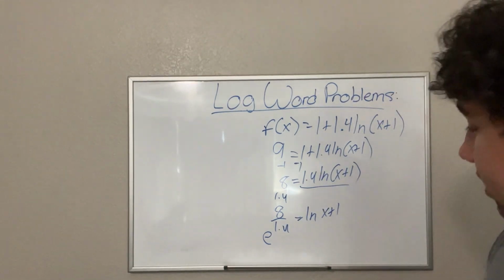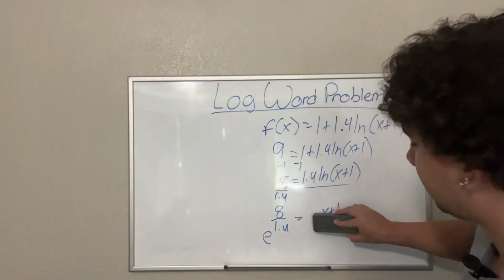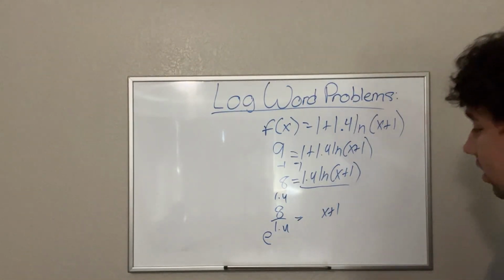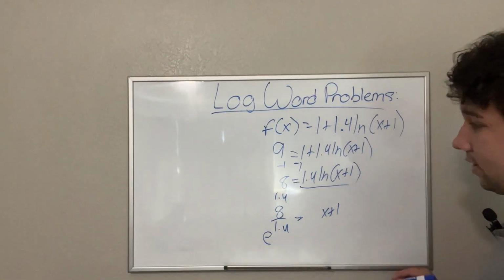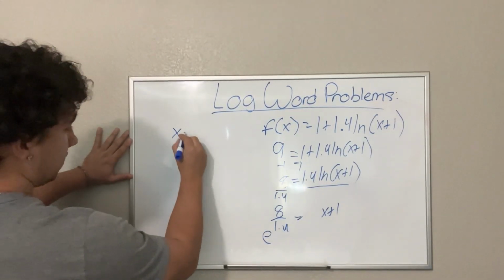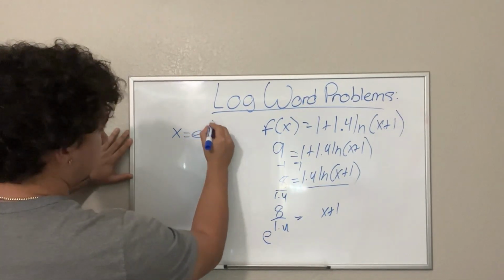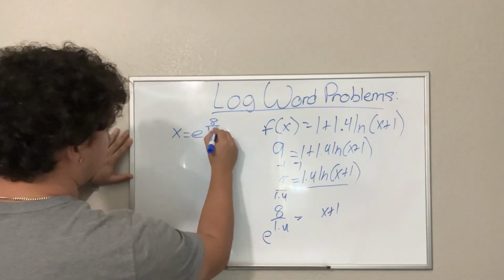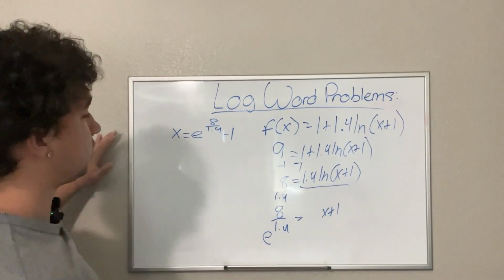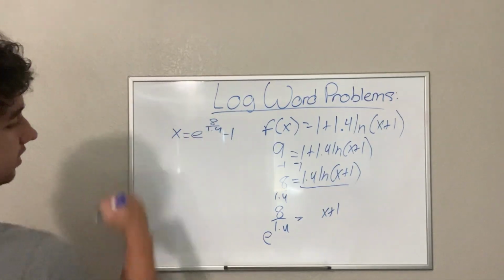So in this case, I get e raised to the 8 over 1.4 power is equal to x plus 1. So then at the end of this, I get x is equal to e to the 8 over 1.4 minus 1. Now I can plug that into a calculator and solve that, but that's going to be our answer.